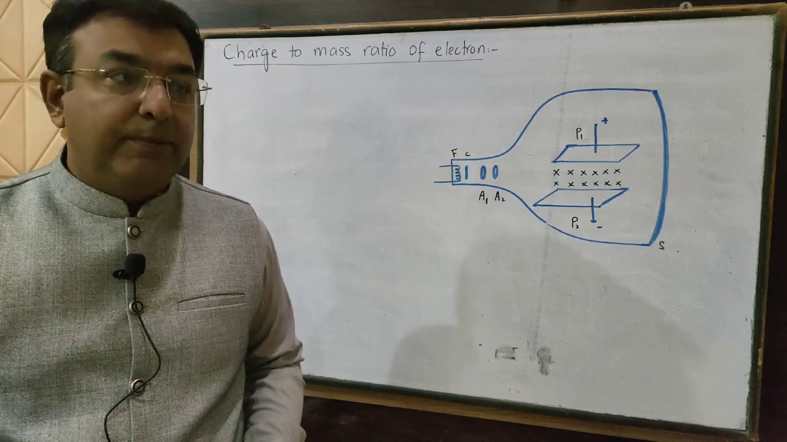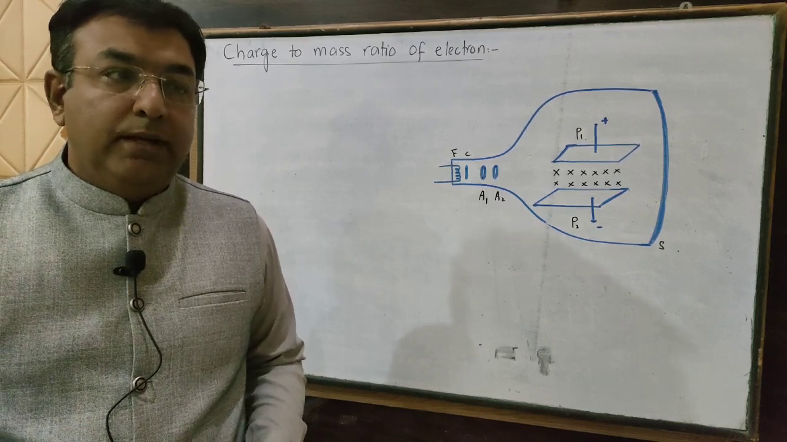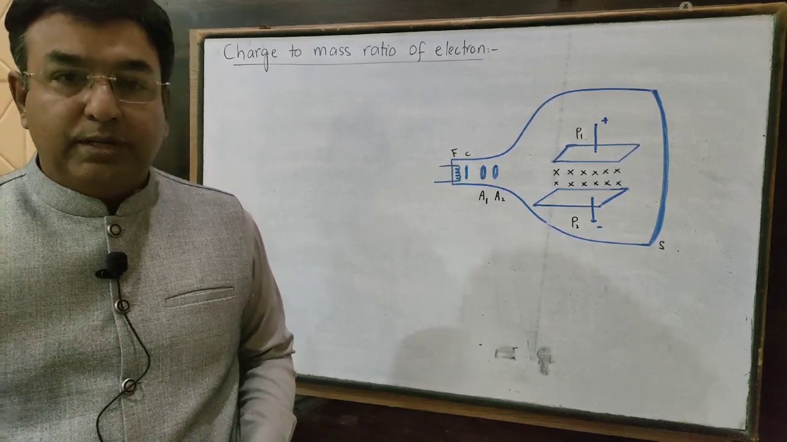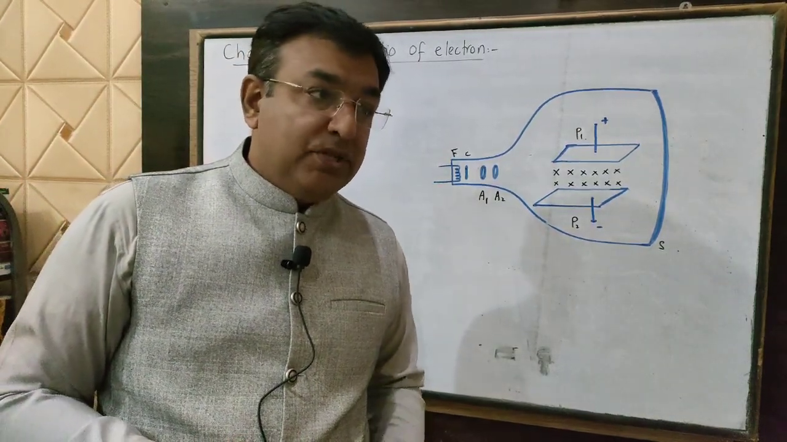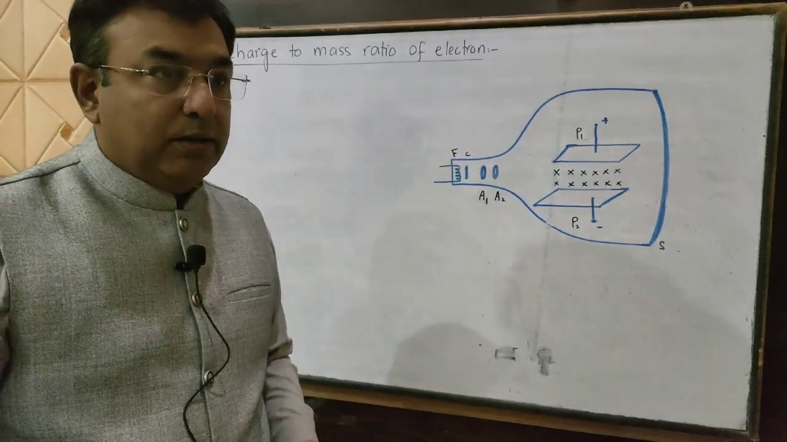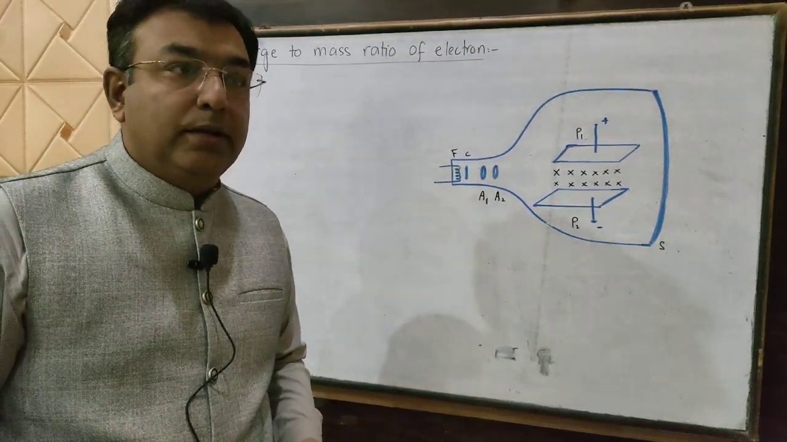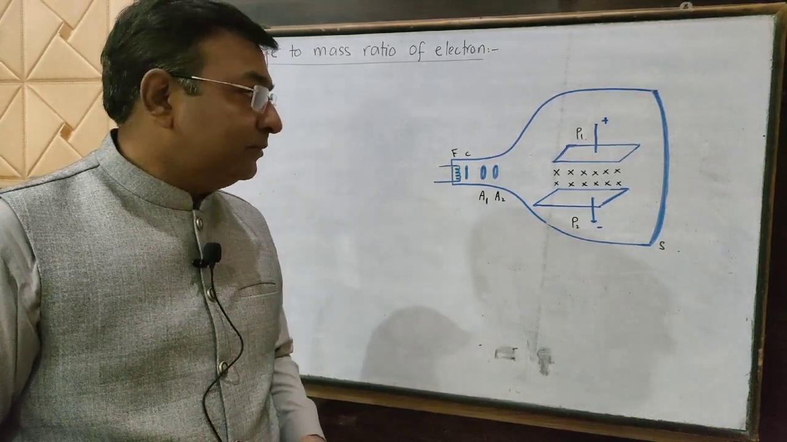So before 1896 we all thought that charged particles are massless particles, but by this concept of charge to mass ratio of electron we are now aware that all particles having charge also have mass.